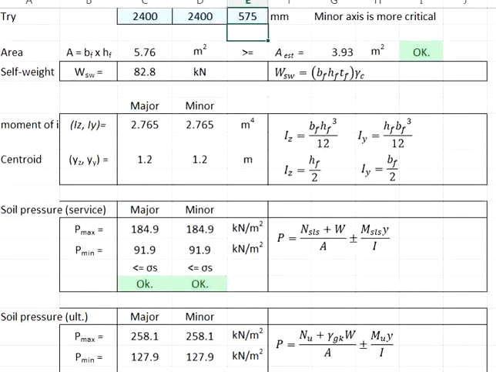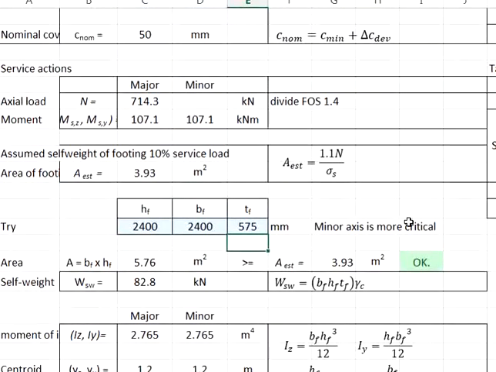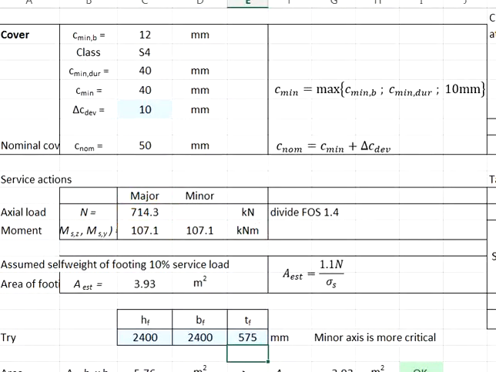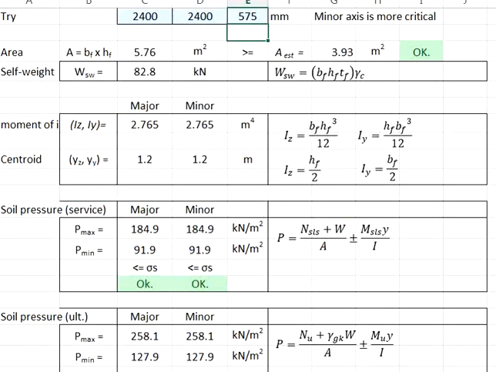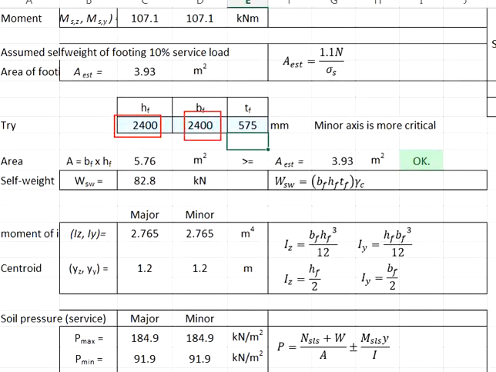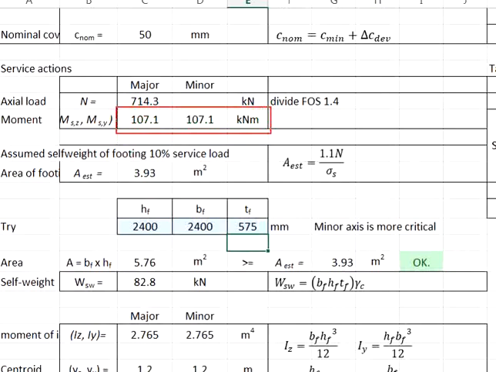And then we need to determine the soil pressure. This is done by using this formula, taking into consideration the influence of the moment. We have the axial load at the serviceability limit state that we have calculated earlier on, equal to 714.3 kN, plus the self-weight of the pad footing, which is equal to 82.8 kN, divided by the area in contact with the soil, which is calculated by multiplying 2.4 with 2.4. And then we have the moment. Moment at the serviceability limit state equals 107.1 kNm in both axes.